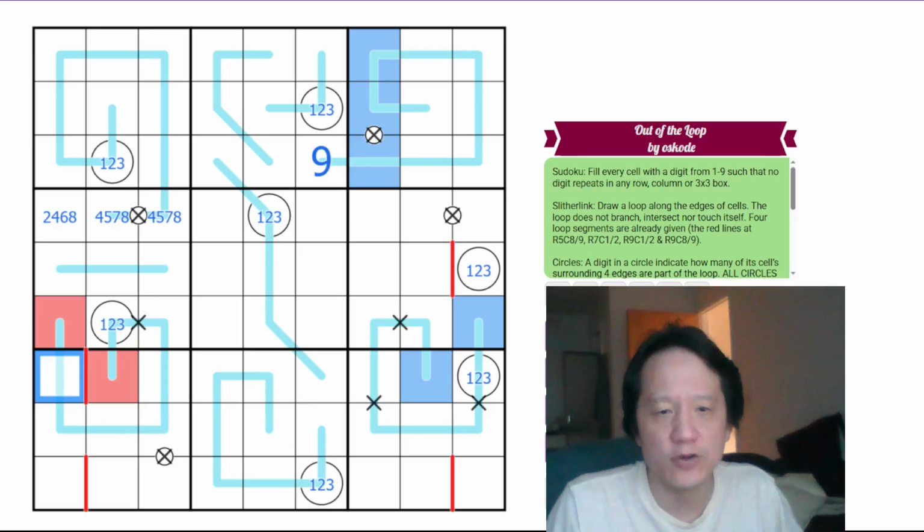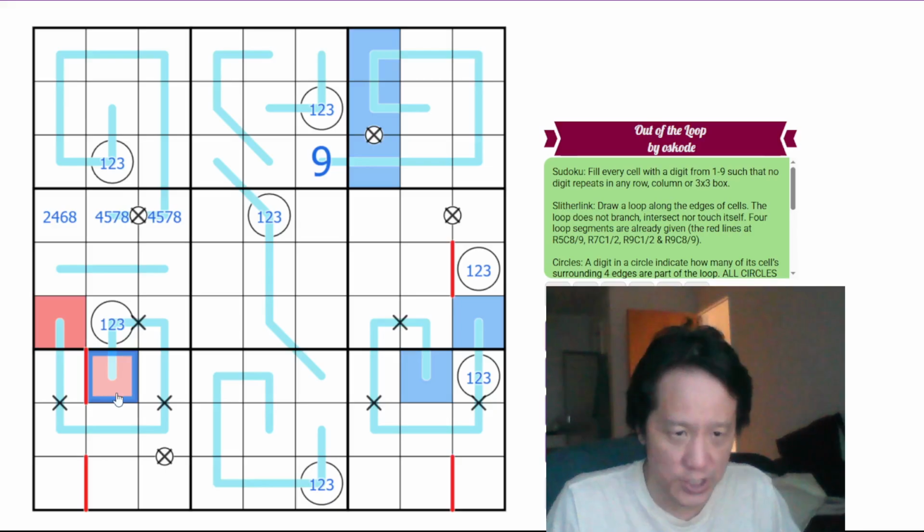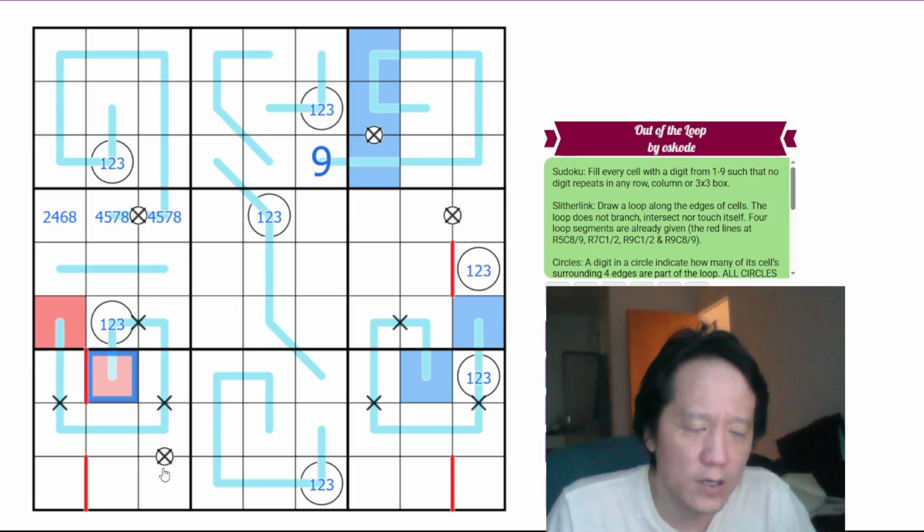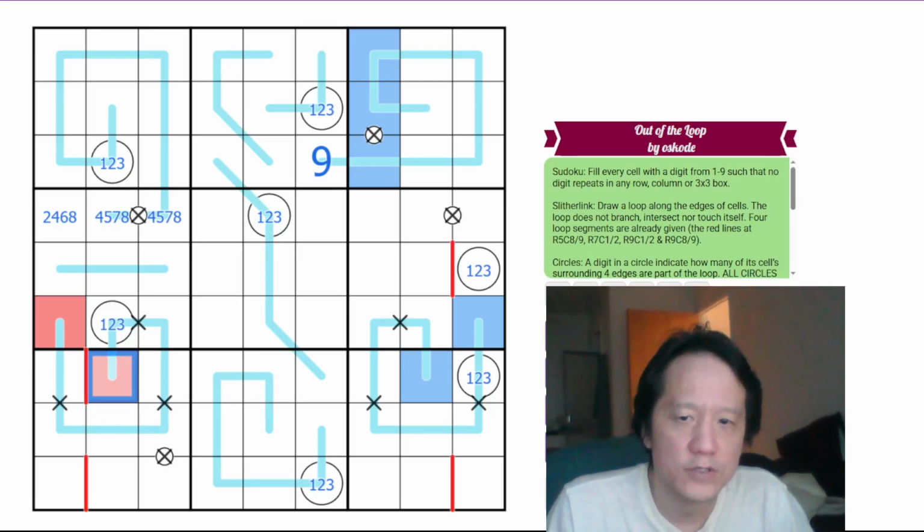So again, it cannot break here, and it cannot break here, because then these two single digits would basically be the same digit as these, which is not allowed. Okay. So from here, this line has to either go here or here. We're not sure which. And if it goes this way, it must go there. Okay, that seems fine.